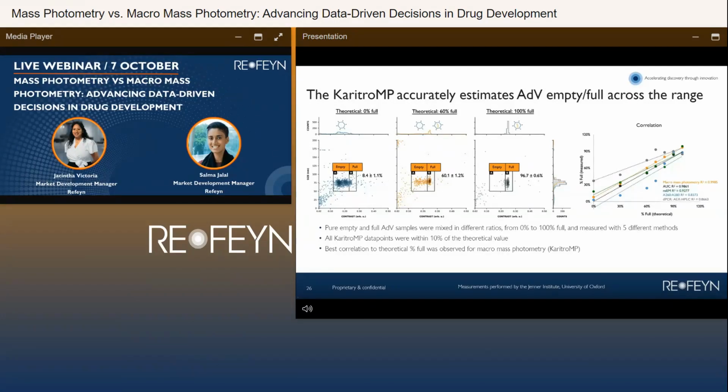So when the measurements were plotted on a correlation fit, the percentage full theoretically calculated versus the percentage full capsids measured on each of these instruments, we showed that the best correlation fit was obtained for macro mass photometry, as highlighted in orange, with an R square greater than 0.99. So this again highlighted that Querétaro, or macro mass photometry, can reliably measure your purity attribute for complex heterogeneous adenoviral samples, which is more accurate and reliable than other orthogonal techniques available, over a very wide working range.